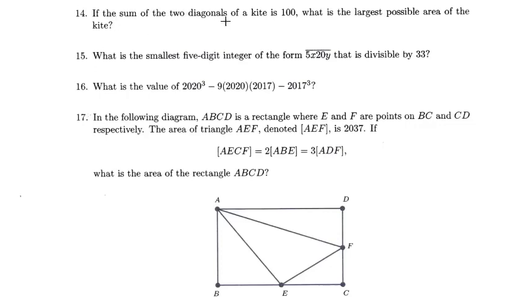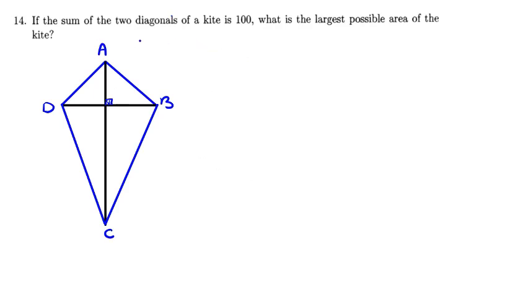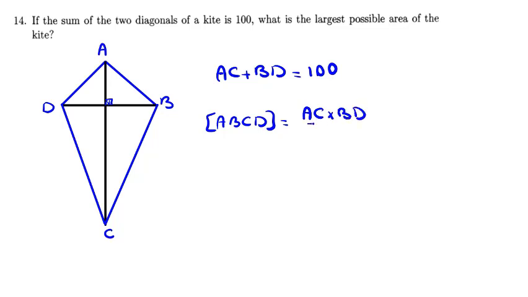SMO 2020 junior section first round problem number 14. If the sum of the two diagonals of a kite is 100, what is the largest possible area of the kite? Okay, so here the sum of two diagonals AC plus BD is equal to 100. The area of any quadrilateral is 1/2 product of diagonals times sine alpha, where alpha is the angle between the diagonals. Here it is 90, sine 90 is 1. So it will be AC times BD over 2.